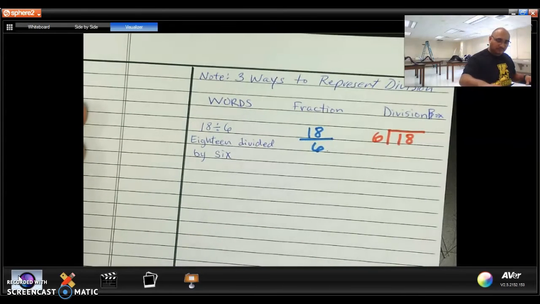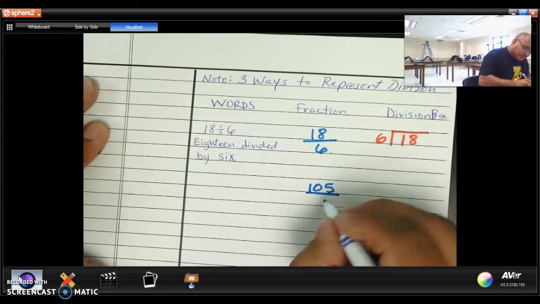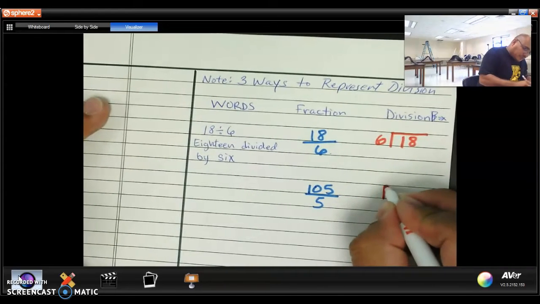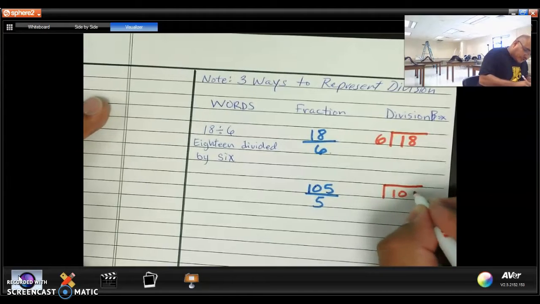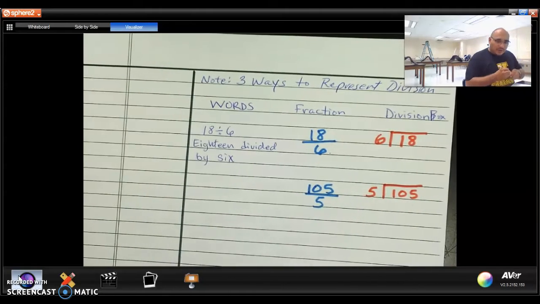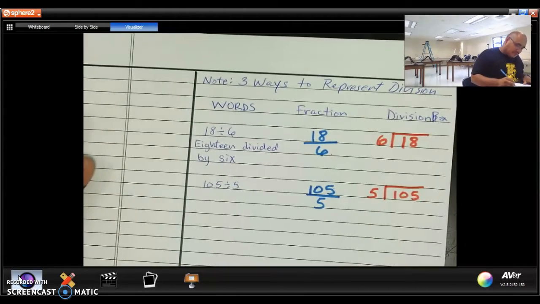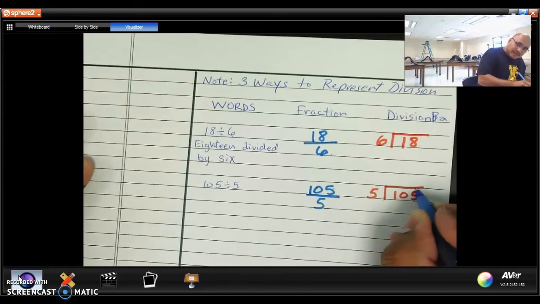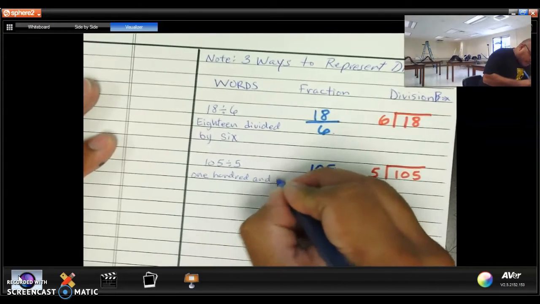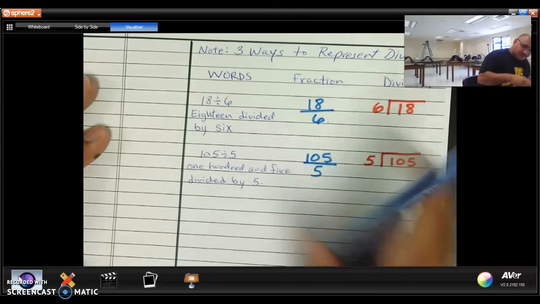Another example. Let's say I had 105 over 5. Remember, on the inside of our division box goes the numerator, which is 105. The denominator is our divisor, which stays on the outside. And the way we say this is 105 divided by 5.